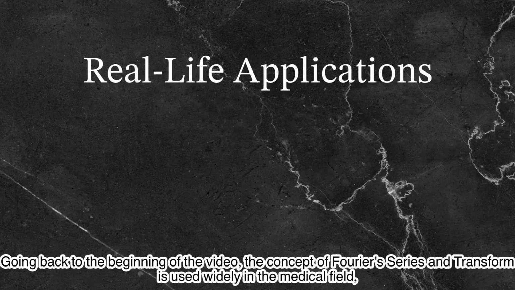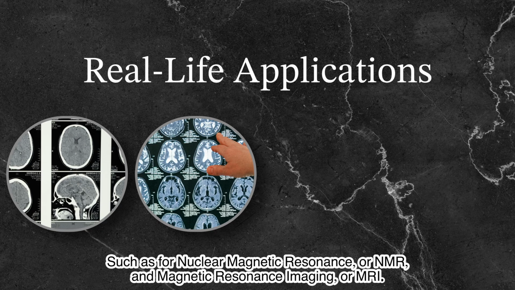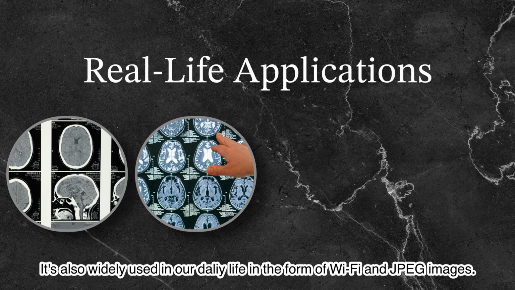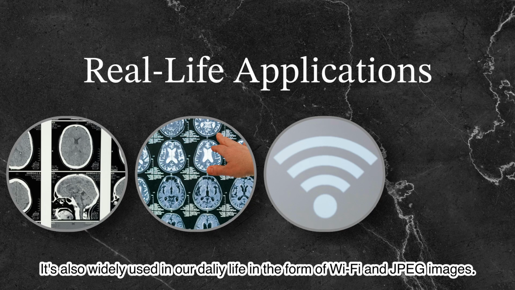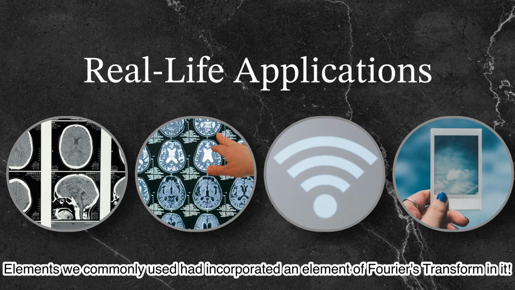Going back to the beginning of this video, the concept of Fourier series and transform is used widely in the medical field, such as for nuclear magnetic resonance or NMR and magnetic resonance imaging or MRI. It's also widely used in our daily life in the form of Wi-Fi and JPEG images. It's basically everywhere. Elements we commonly use have incorporated an element of Fourier's transform in them.